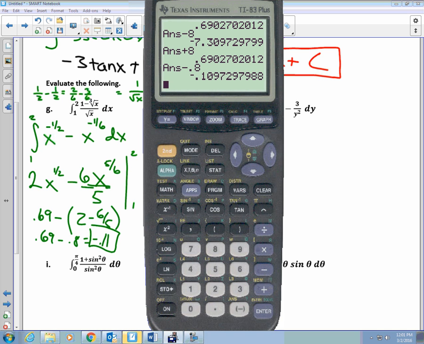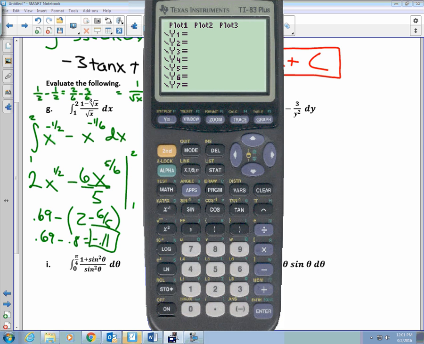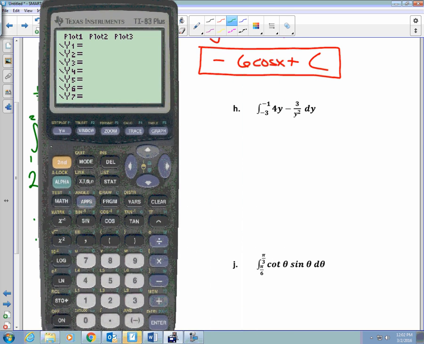How would you check it on your calculator? How would you do that? Plug into y equals, and then do second calculate. Now we have 4y minus 3y to the negative 2. So what's the antiderivative? 2y squared. y to the negative 1 over negative 1, so it'll be plus 3 over y.